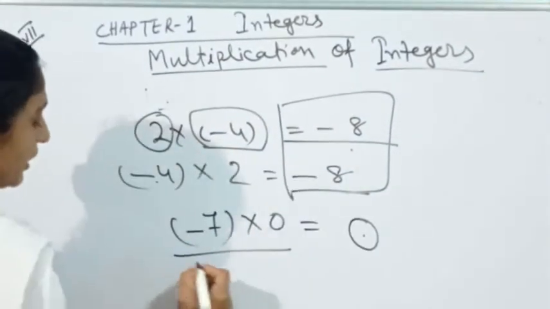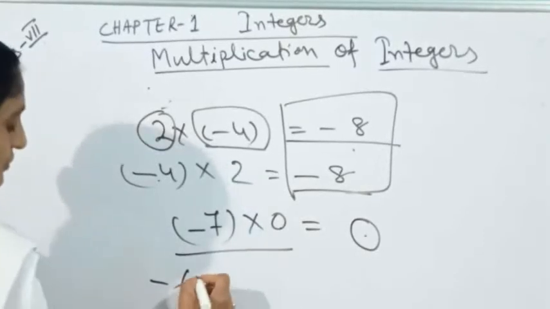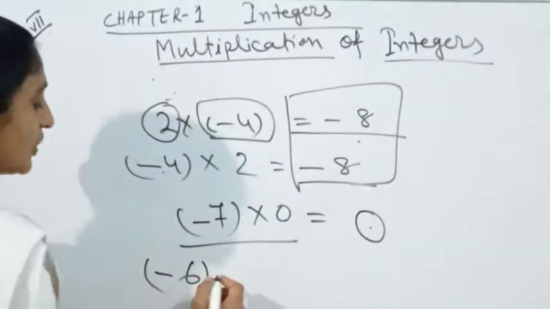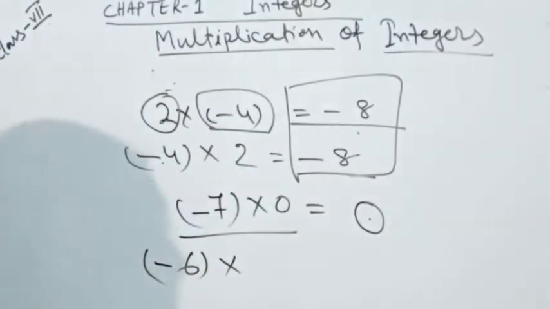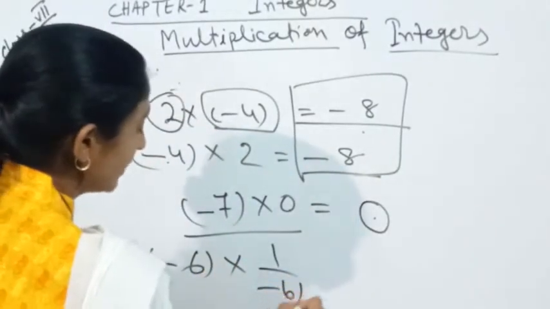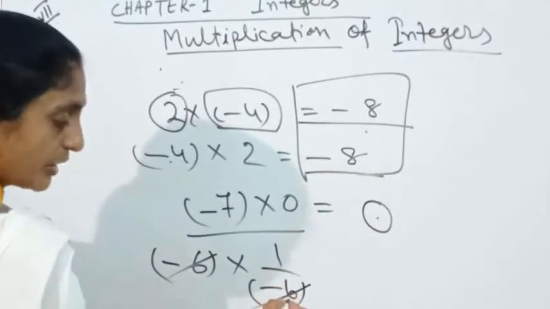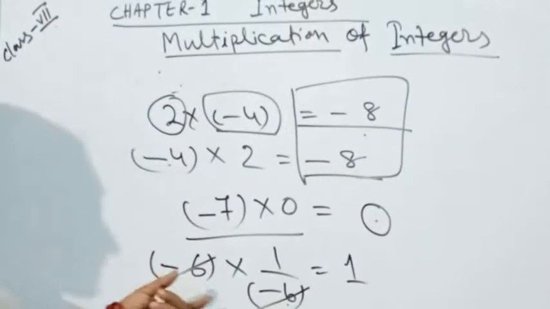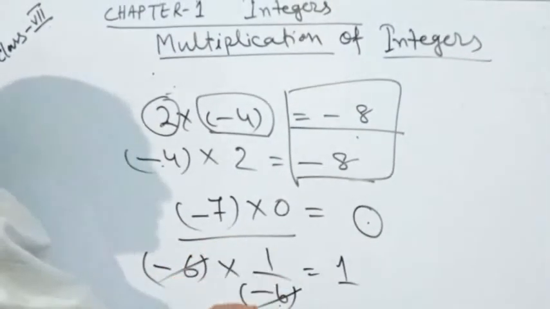How? Let it be, if I am taking here, let it be -6. Now if I am multiplying this one, by which number will I multiply so that the result will be 1? That means if I am multiplying by 1 by -6, then it will be cancelled and the result is 1. So here the multiplicative inverse of -6 is 1 by -6.